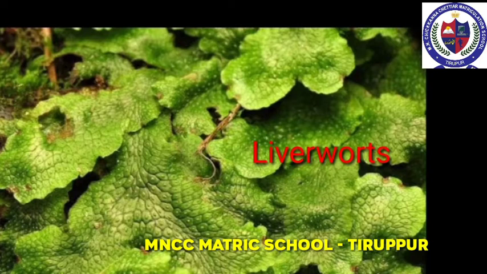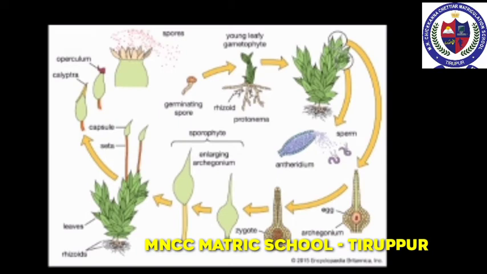Bryophytes have distinct alternation of generation. Gametophytic is dominant and sporophytic generation is small and depends on the gametophytic generation. The gametophytic plant can be either thalloid or leafy. The plant remains fixed to the substratum with the help of root-like structure called rhizoid.